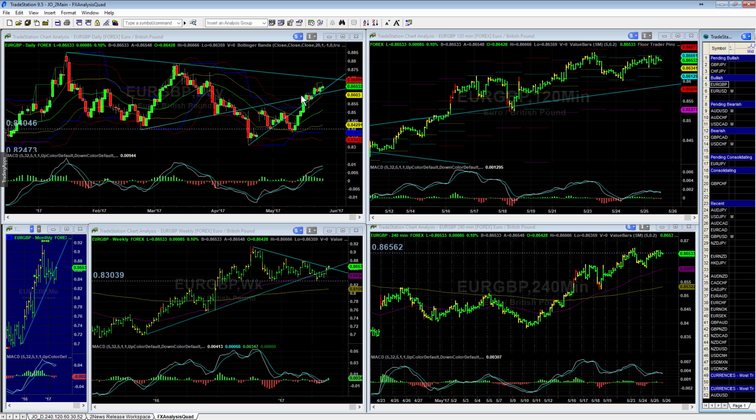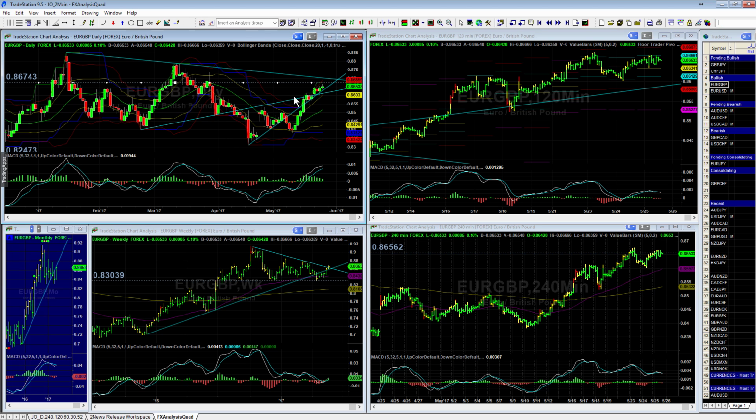And we're still bullish in the euro pound, which is moving up. The next target we want to get across or get above would be this previous swing high at 0.86743, and once again we are moving above on the weekly trend line here.